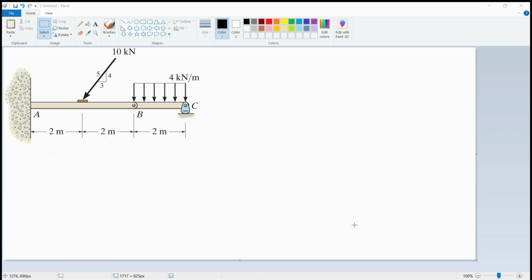In this Friday Fiver, I'm going to walk through this frame problem, mainly the process of going through a meaningful approach. So if we're trying to determine the reactions at A and the reactions at C, we can start with its free body diagram.